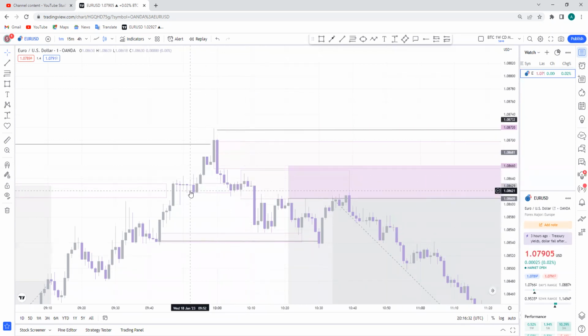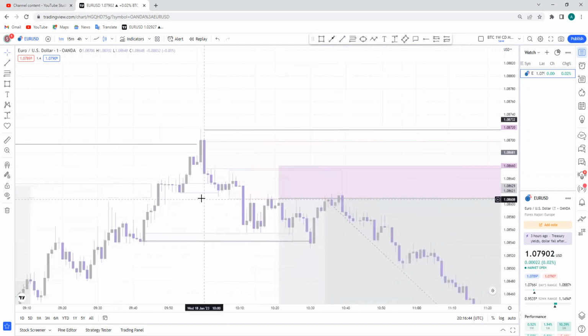That means here is a demand that failed us. We have a break of demand, a failure of demand zone. Please note this: this demand here has already failed us. So this area will now be an area we'll be looking into.